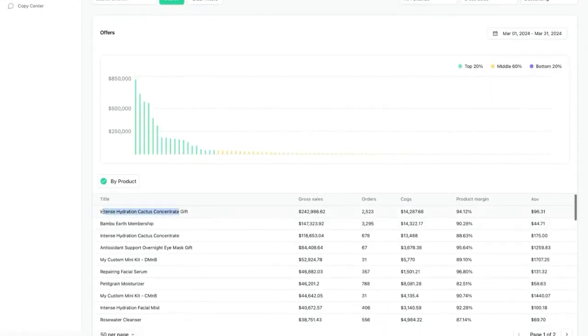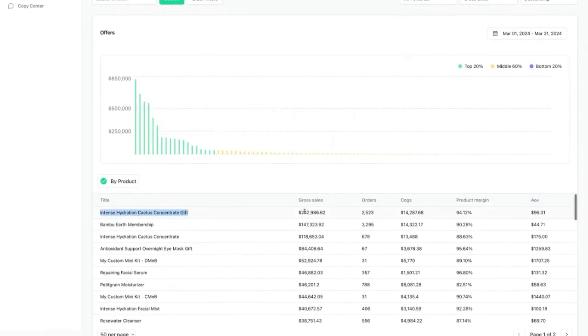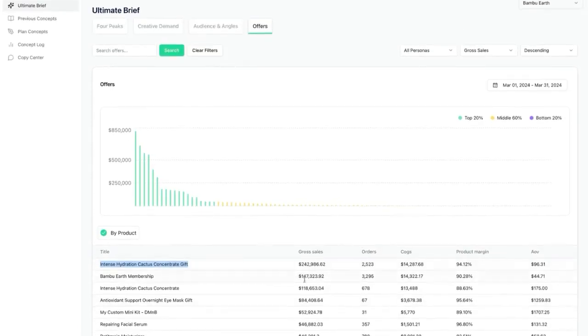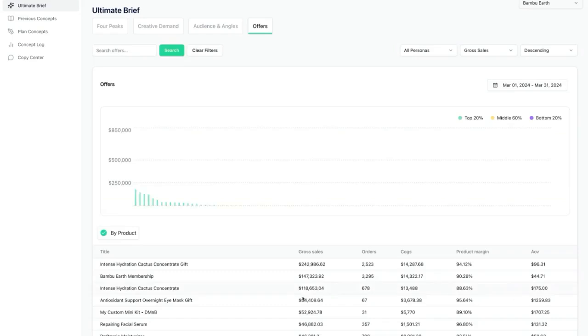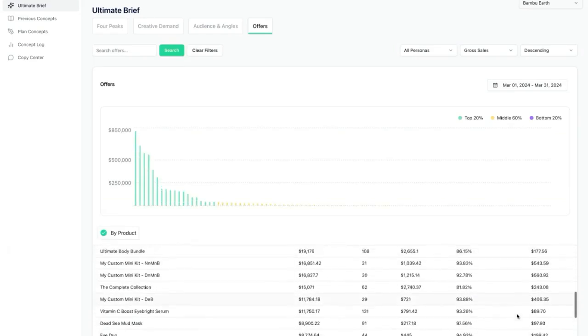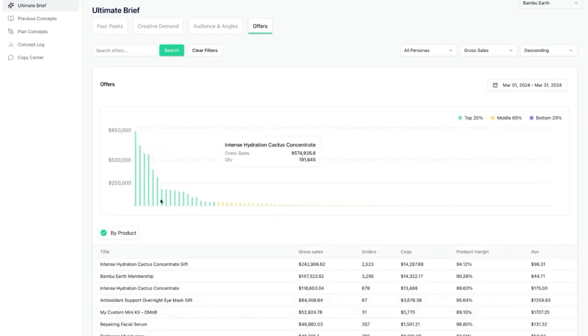And I can see, okay, the intense hydration cactus concentrate is easily the best selling product for this business. I can order it by orders. I can look at different AOVs. So if I wanted to understand the difference between, ooh, what was the gift? Because the gift was the best gross sales, but the AOV was way lower. And so depending on what problem you're trying to solve, whether it's orders or margin or AOV, you can see which products generate those outcomes and begin to think about how to design offers accordingly for that period of time.